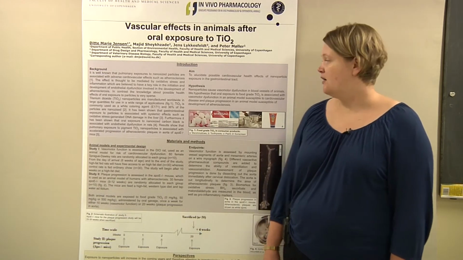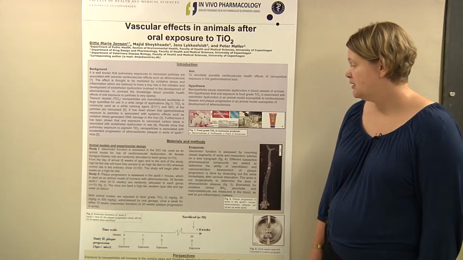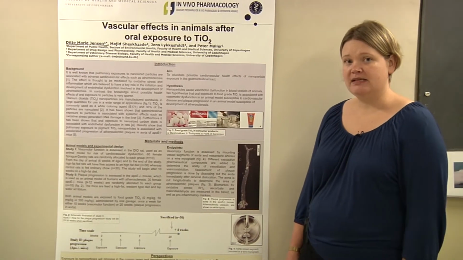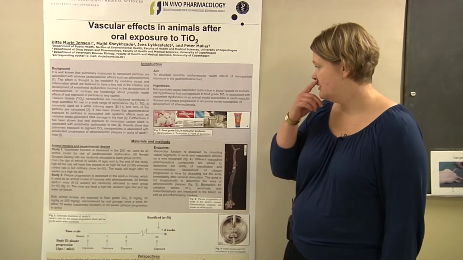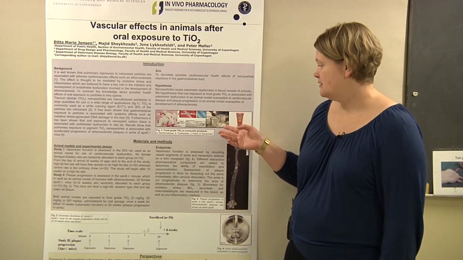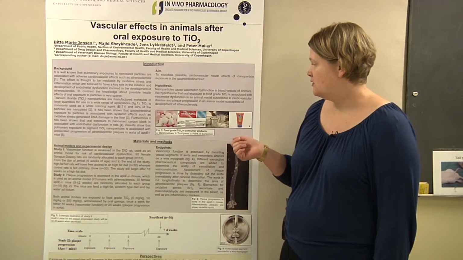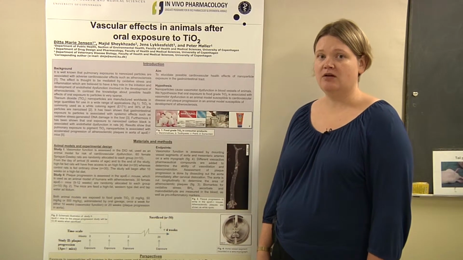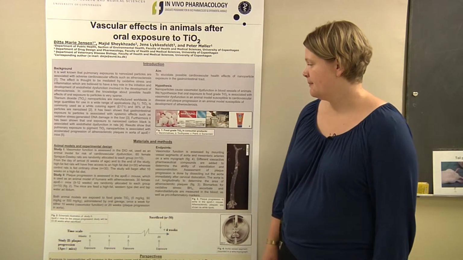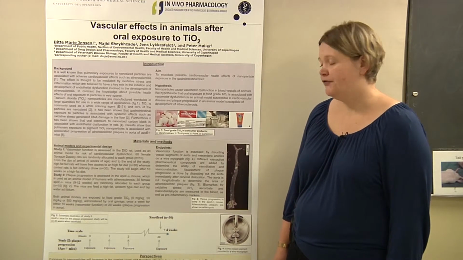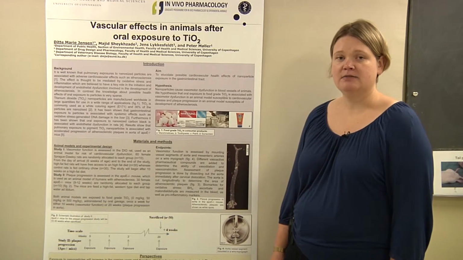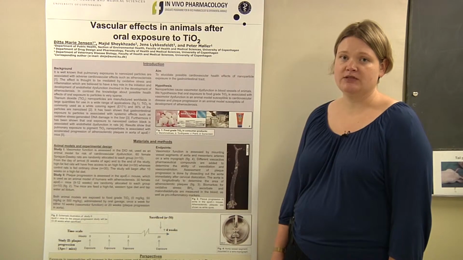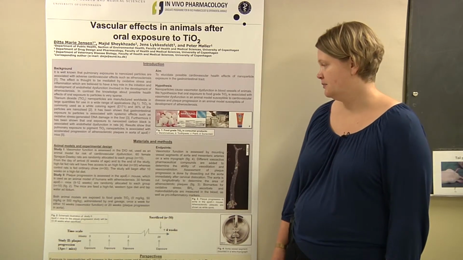Titanium dioxide is used in a wide range of applications. I have some pictures here. You can see it's used in paint, in sunscreens, also in toothpaste and a lot of pharmaceutical products, and also in food products. I will be looking at food-grade titanium dioxide, which contains around 36% nanoparticles.